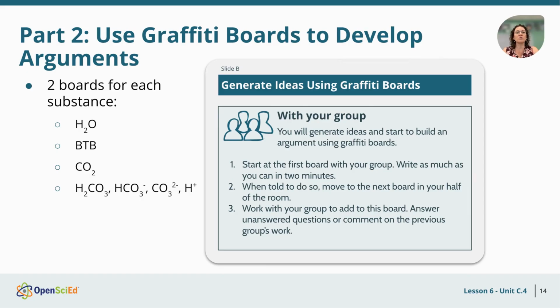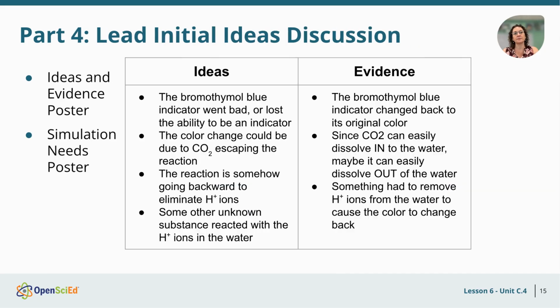The intent is that the students will develop arguments about how chemical reactions between water, carbon dioxide, and carbonic acid led to the reversible bromothymol blue indicator change. After the graffiti boards, the students will spend some time in part 3 discussing their arguments in groups about what they think caused the BTB color change. The key moment in part 4 is focused around the initial ideas discussion that you'll be facilitating, where you'll be supporting students in engaging in argument from evidence to support their claims to explain the color change, and helping the students identify areas of uncertainty which require additional evidence.